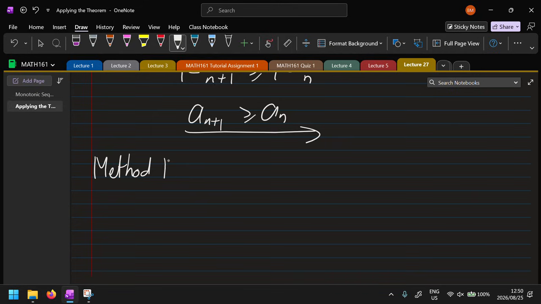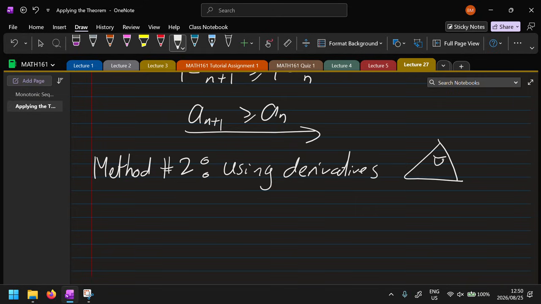Method number 2. Now, please don't go and do it both ways in the tests. Just pick one and go with that. Method 2, using derivatives. Now, this one comes with a very big warning sign. I'll get to the warning sign in a bit. But the idea of using derivatives is replacing the sequence with a continuous differentiable function. Maybe I should put 2 warning signs.